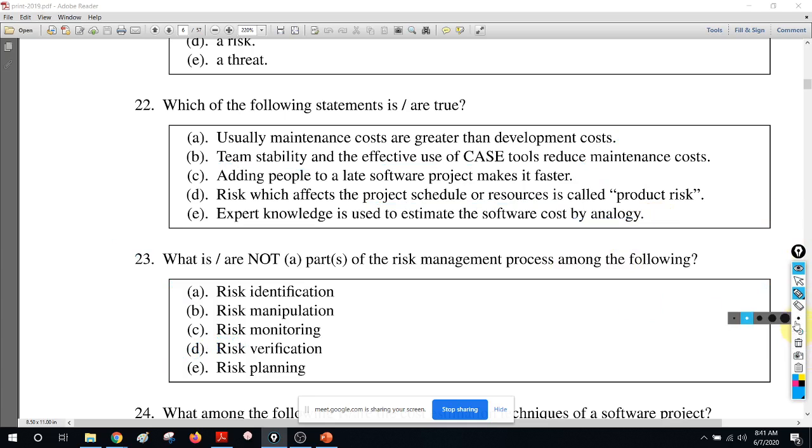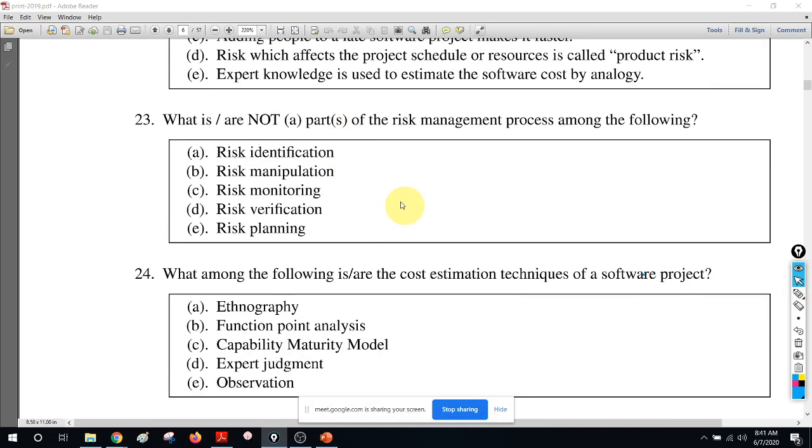23. What is or is not part of the risk management process among the following? We discussed the risk management process. Risk identification, of course. Unless you identify a risk, you are not going to do anything. That is yes. Risk manipulation: there is nothing called manipulation. You can see that the examiner really likes this word manipulation, because manipulation means exploit, so that is not an answer. Whenever he wants to make a wrong answer, he introduces this word manipulation, because it's something like identification. The examiner likes to use that word. I think this is the second time you find manipulation. So that is not part of it.